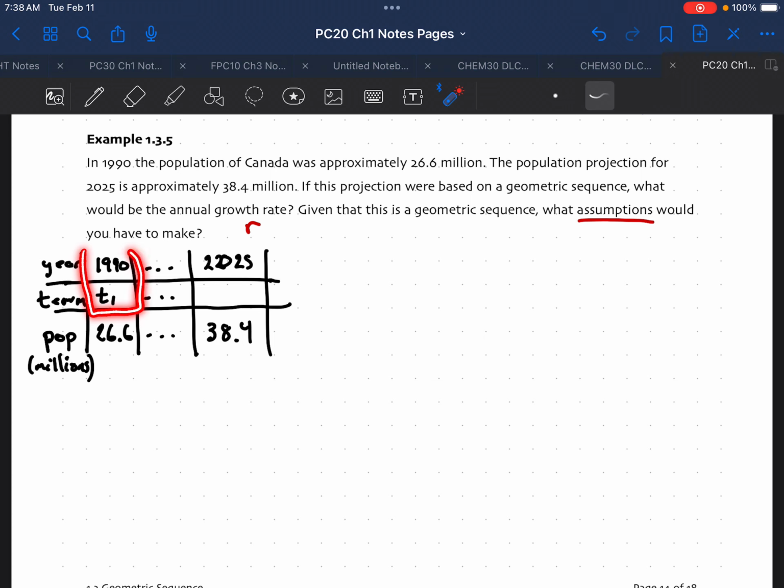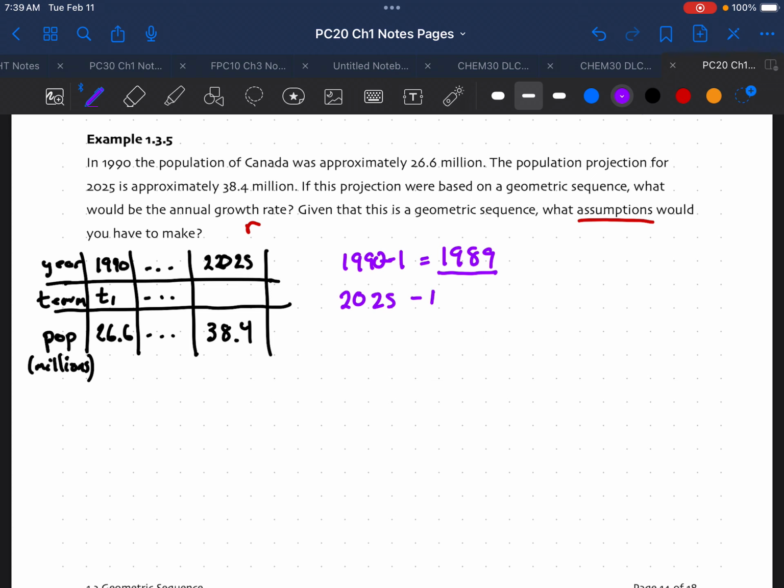Okay, well, the first thing we need to do is determine which term this is. So term 1 is 1990, right? We can do 1990 take away 1 is equal to 1989. So the year is 1,989 larger than the term. So I'm going to do 2025, take away 1989, and I am going to get 36. This will be the 36th term.